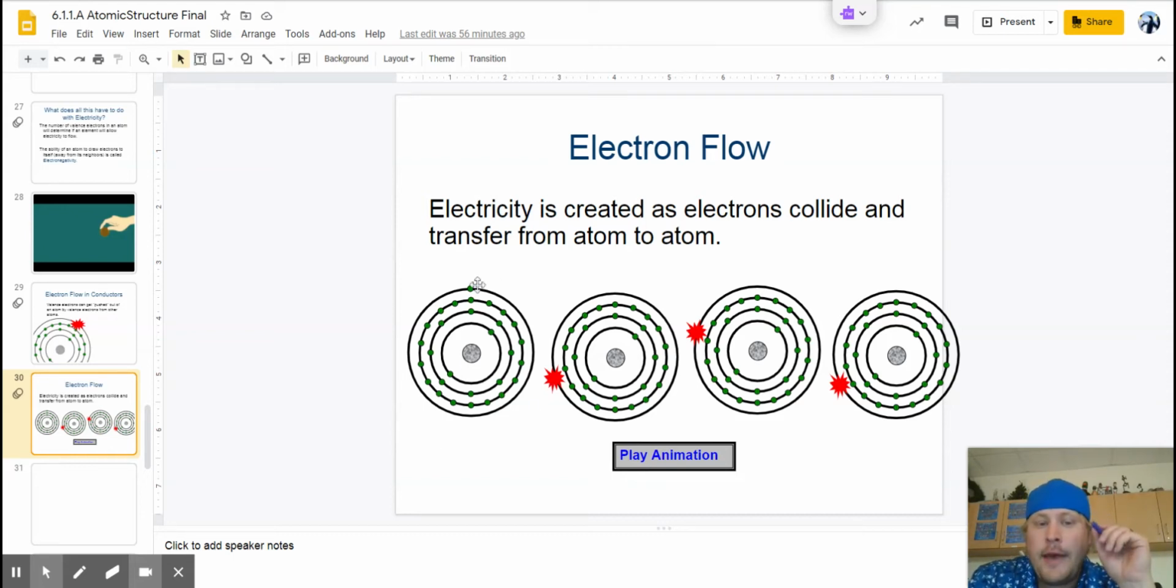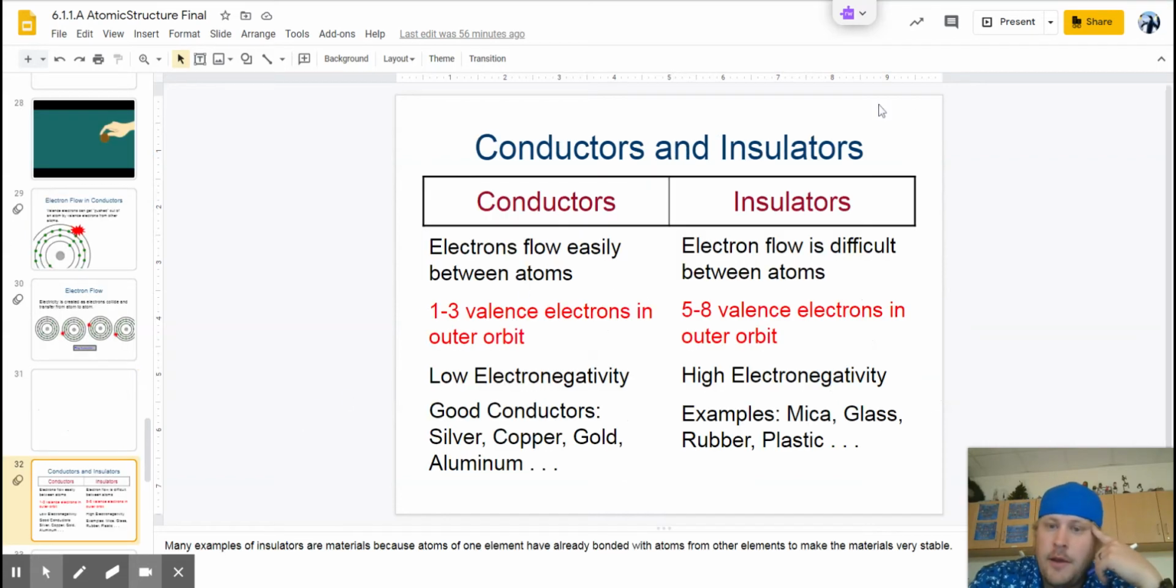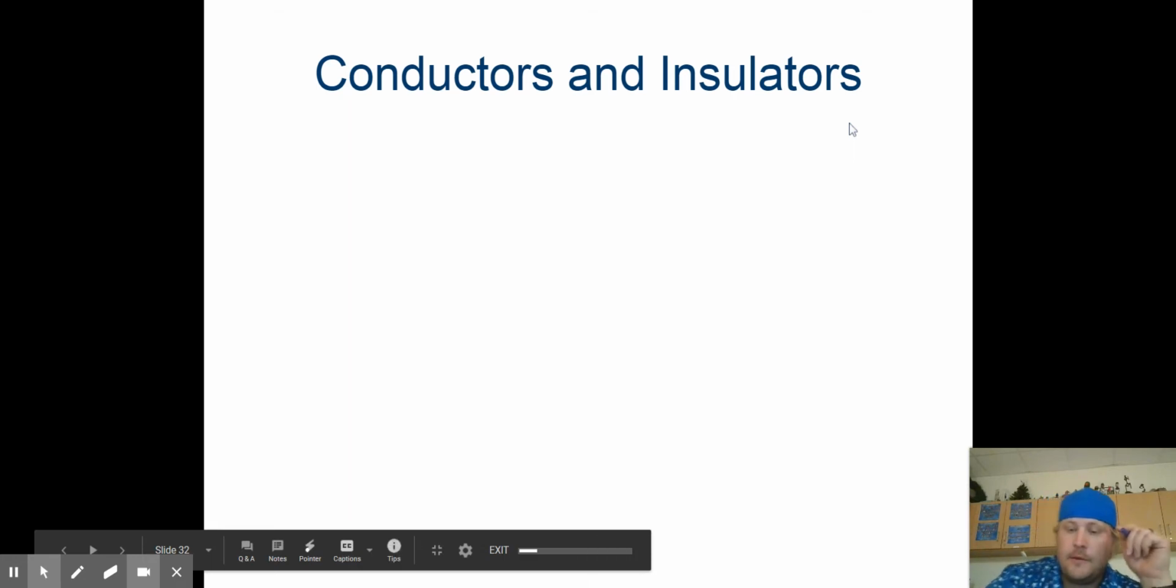So in this case, when we have one electron and we have copper, it moves relatively easily. This means that copper, which is a metal, is a really good conductor because it allows electricity to flow from atom to atom to atom. All right, so let's go through and talk about conductors, semiconductors, and insulators.